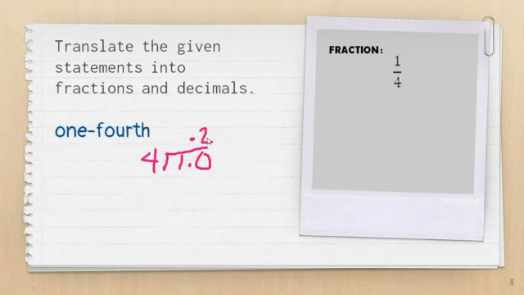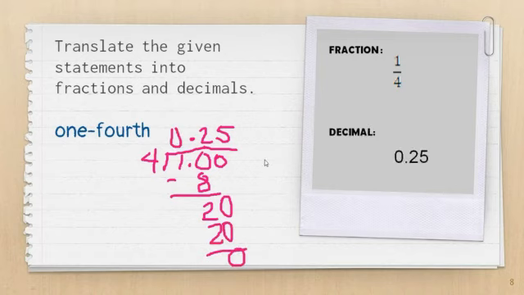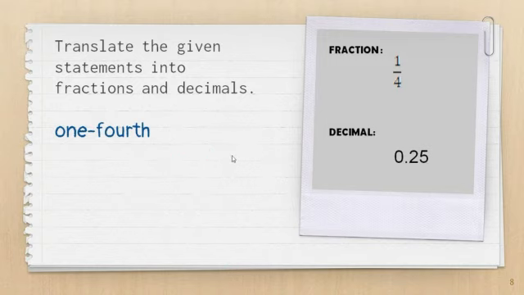Correct? So, 2 times 4, that's 8. 10 minus 8, that's 2. And then, dagdag tayo ng 0. Baba natin si 0. 20 divided by 4, that's 5. And then, 5 times 4, that's 20. So, meaning to say, we have 0.25 for decimal. Okay? Pero, kagaya ng sinabi ko sa inyo kanina, pwede nyong gawin na si 4 ay gawin nating 10 or 100 or 1,000. So, depende sa atin.